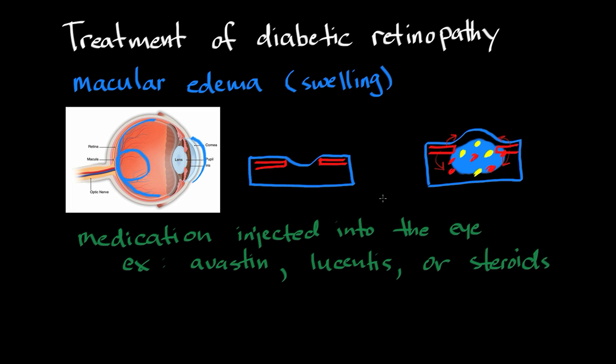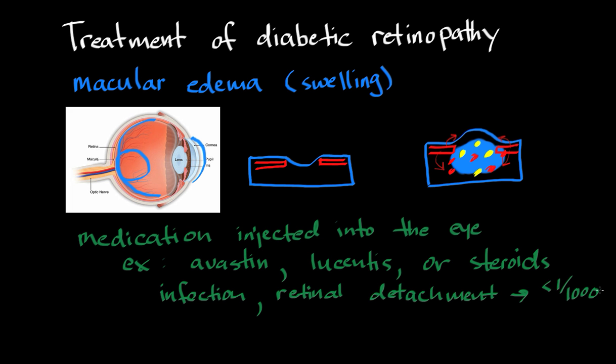But there are risks and complications from having medication injected into the eye. I should point out that two of the main complications are infection and retinal detachment. Now, these are major complications and can result in vision loss, but fortunately, these occur less than 1 in 1,000. So for every 1,000 or every 1,500 or even every 2,000 injections that are performed, often there is one case of an infection. So it's a relatively safe procedure, and again, your doctor can talk to you more about the details.